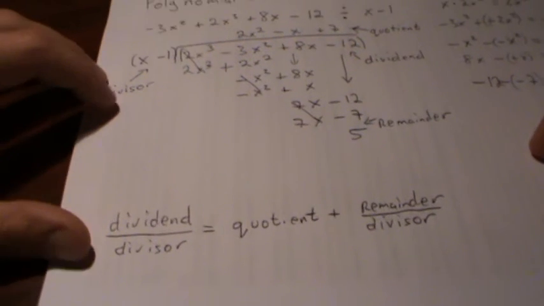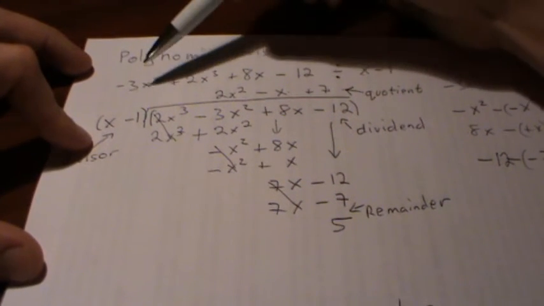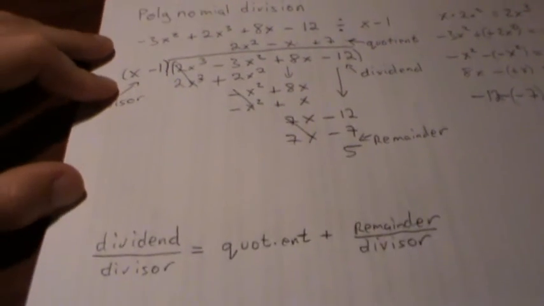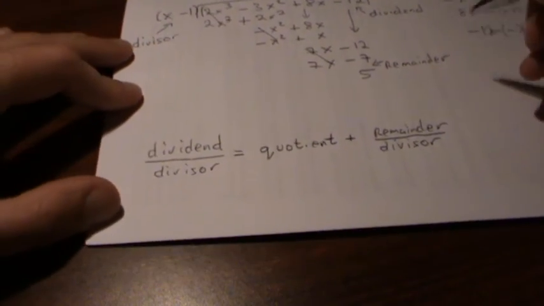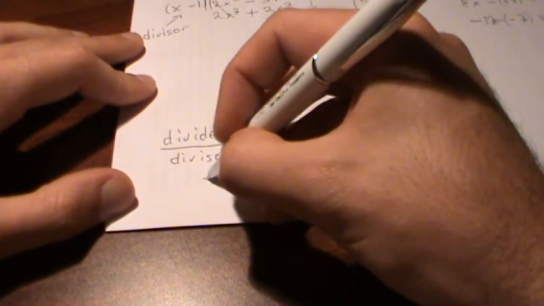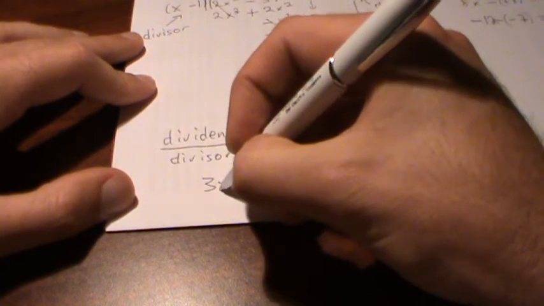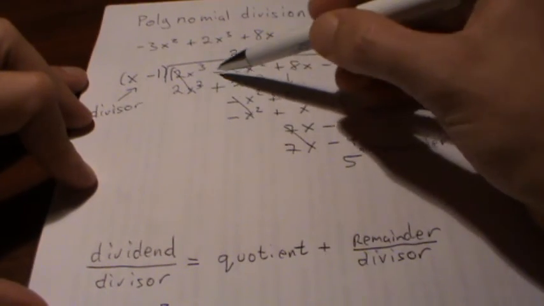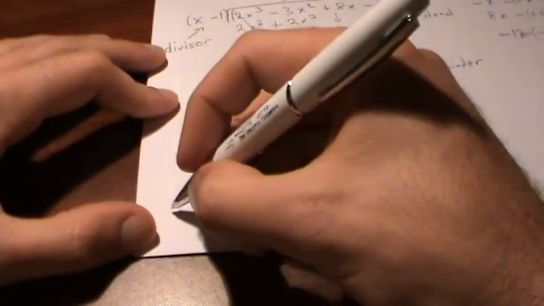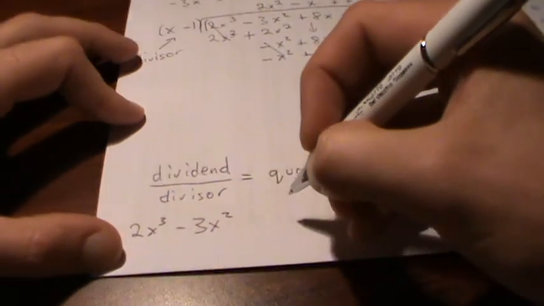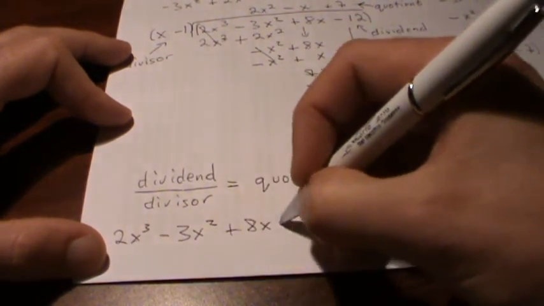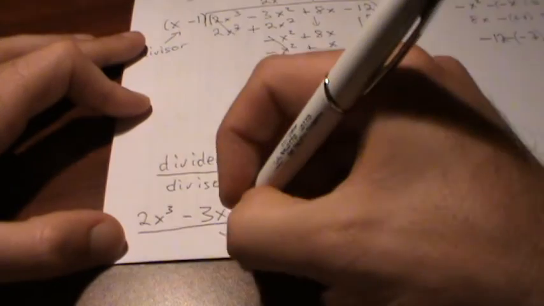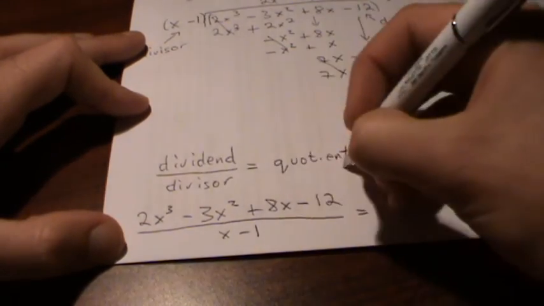And so as I present my answer, remember the beginning question was the dividend here divided by the divisor. So I'll write it as the dividend. I'll write it so that the x to the third term is in the beginning again. So I'll write 2x to the third minus 3x squared plus 8x minus 12 divided by, I'll use a fraction bar, x minus 1 is equal to, this is the answer.